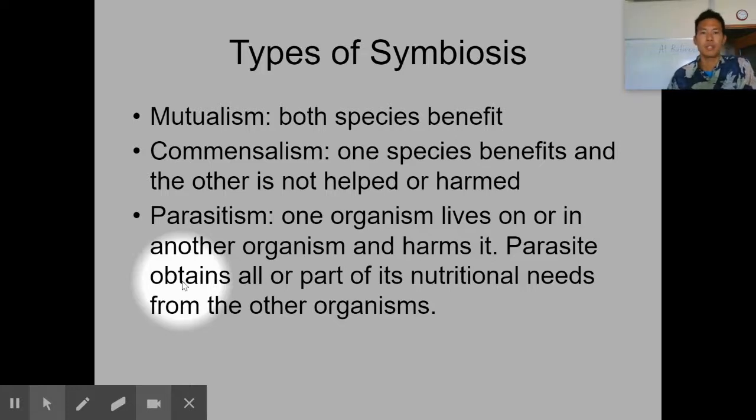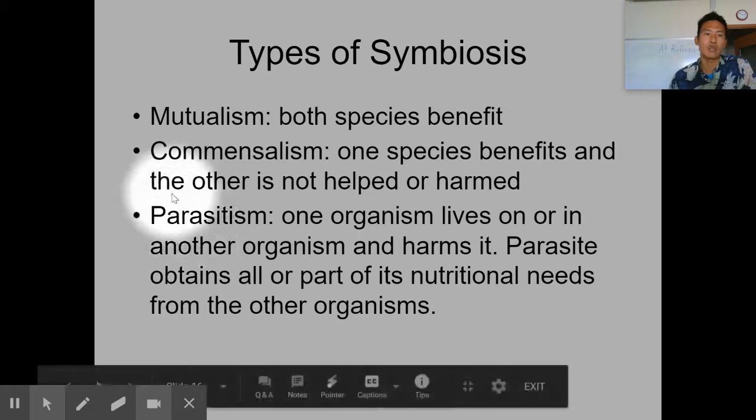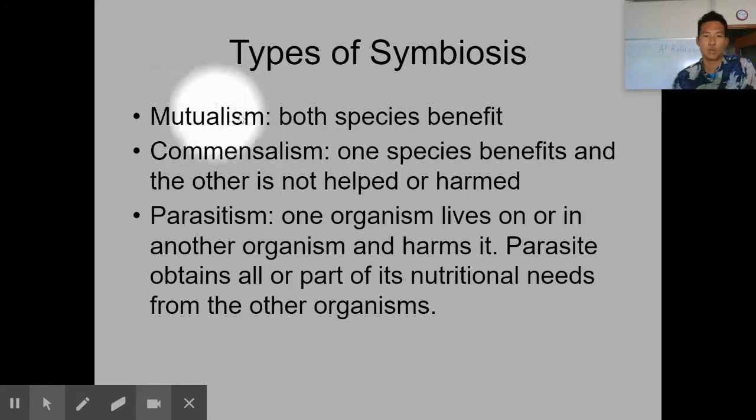Mutualism. Both species benefit. Kind of like Finding Nemo and the sea anemone, right? Nemo lives in the sea anemone, and there have been studies that show the clownfish actually takes care of the sea anemone. It grooms it. It cuts off diseased tentacles. It picks off parasites. And of course, the sea anemone will protect the clownfish. So that is called a mutualistic, beneficial symbiosis, mutualism.